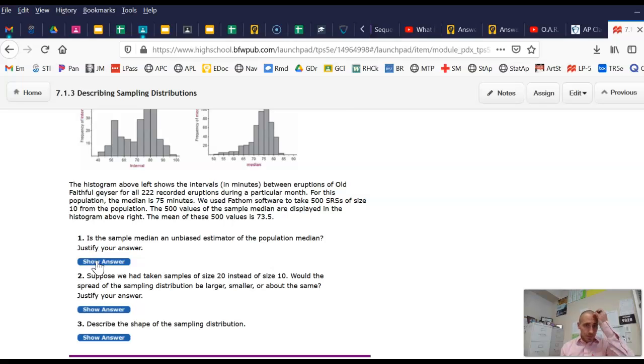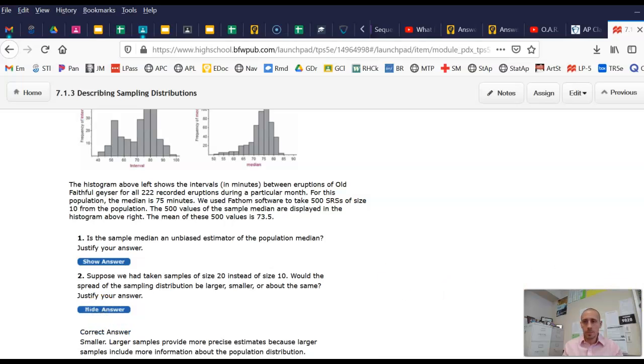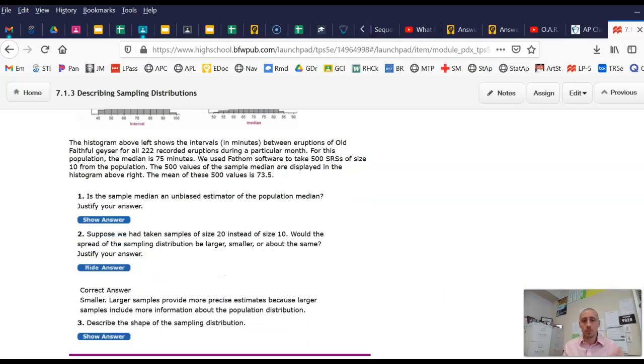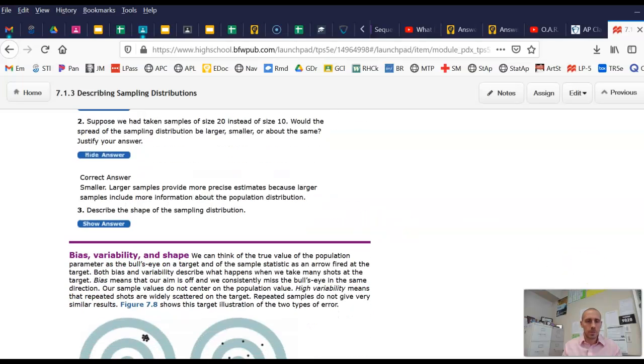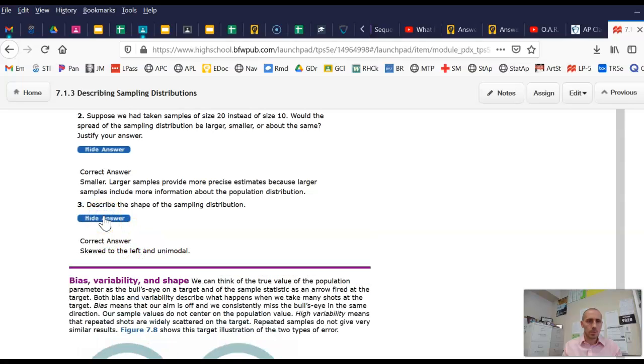Number two, if we did samples of size 20 instead of 10, the variability or the spread would be smaller, more precise, because we're sampling a larger part of the population. Larger samples, more precise estimates. Larger samples include more information about the population. Better said than I did. All right, describe the shape of the sampling distribution. If I were to draw a curve over this, to me, this looks skewed to the left and unimodal. That would be the shape of the sampling distribution. There you go.